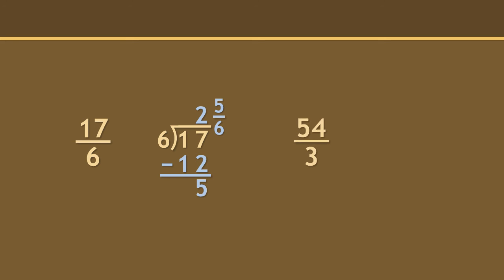Good job. Okay, so we see that we divided 17 by 6. 6 goes into 17 twice. 2 times 6 is going to give you 12. We're subtracting that from 17, and we get 5. And so we have our whole number of 2. We're going to add on our fraction, which would be 5/6. So 17/6 renamed as a mixed number is 2 and 5/6.